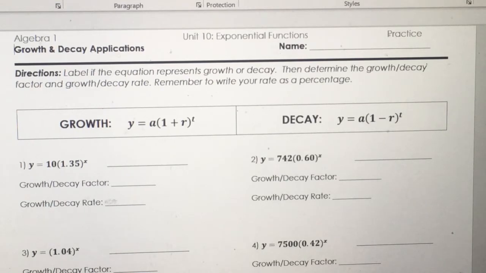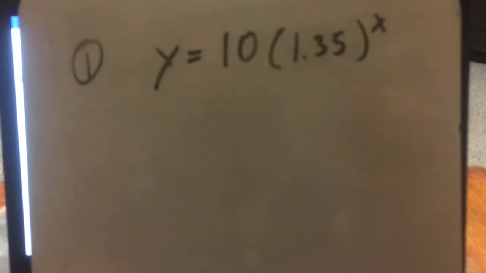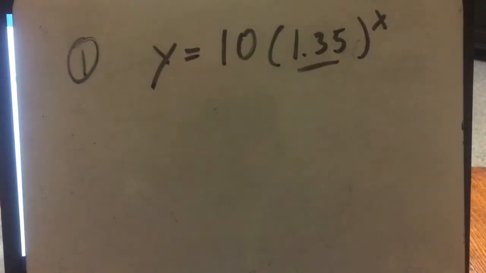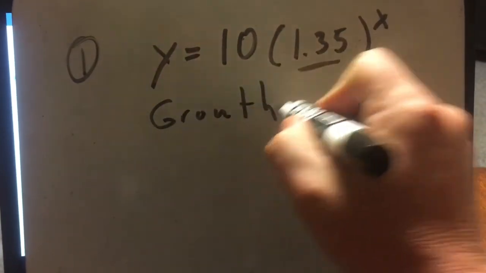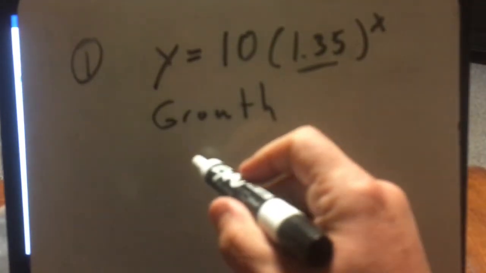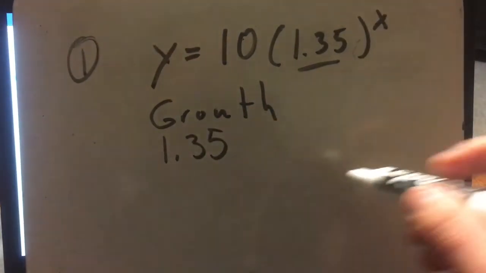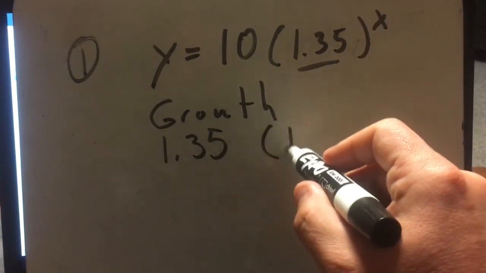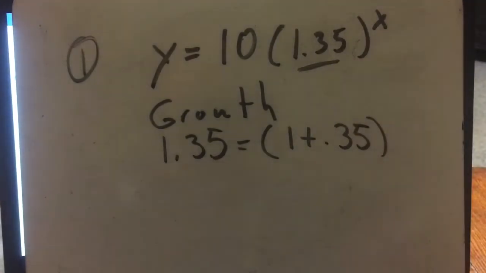So as I do number 1, you're going to see me break that 1.35 apart. Okay? Here's number 1. Now first things first, I want to look at this value. If that value is bigger than 1, it is a growth formula. We are growing. So now, I said my rate and my factor. The factor is the 1.35, okay? But if I wanted to, I could write that as this. I'll take either one, okay?